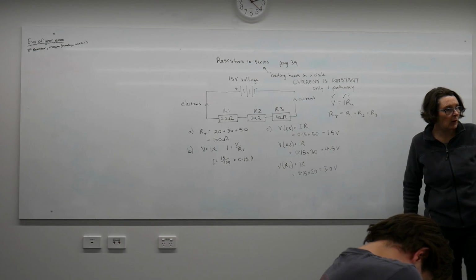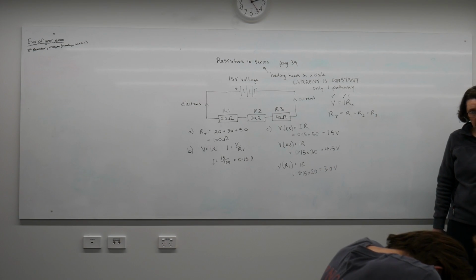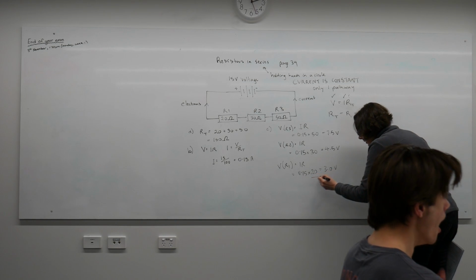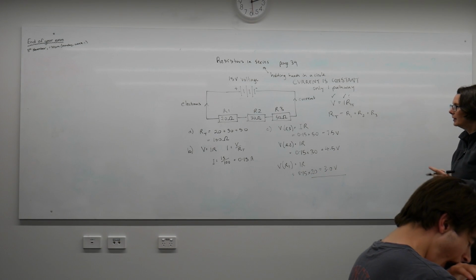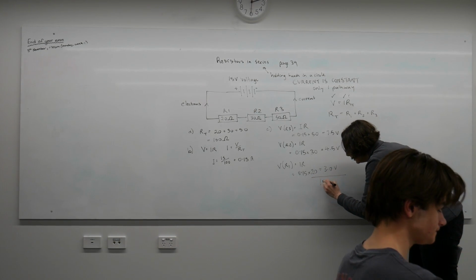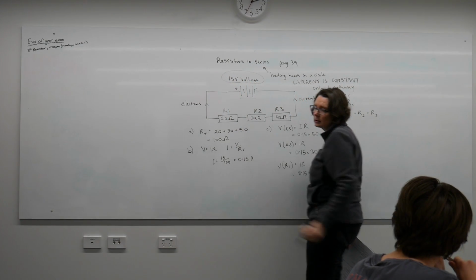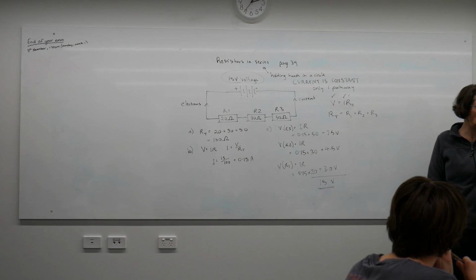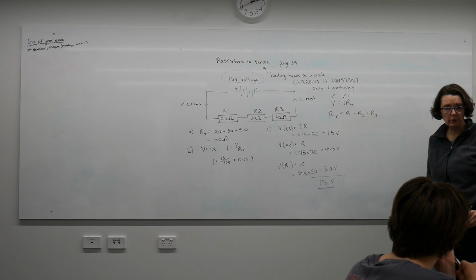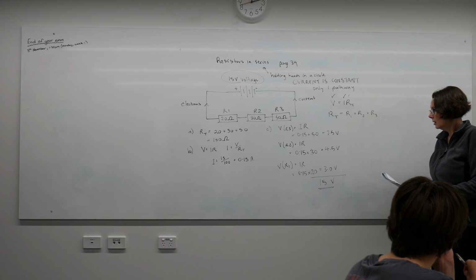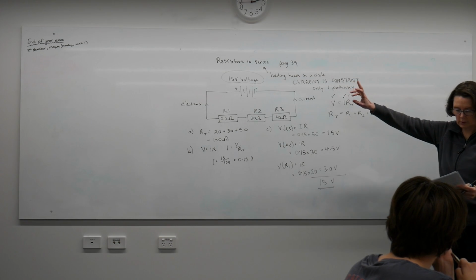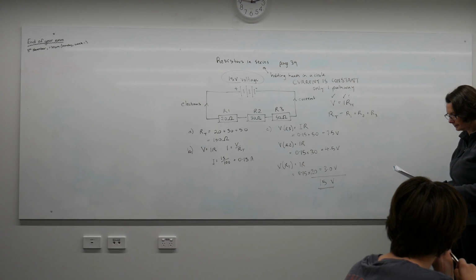Now, a way to double check that you have calculated correctly is that when you add these up, they have to add up to the total voltage that we have in our system. Okay, so you can double check that you've calculated those potential drops correctly by comparing the total with the total voltage of the system.